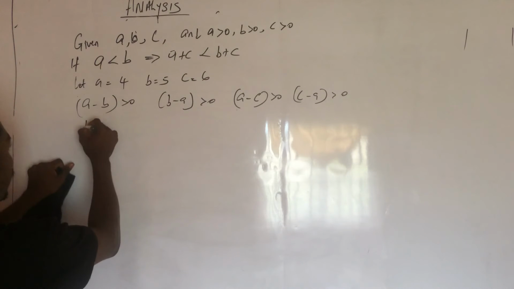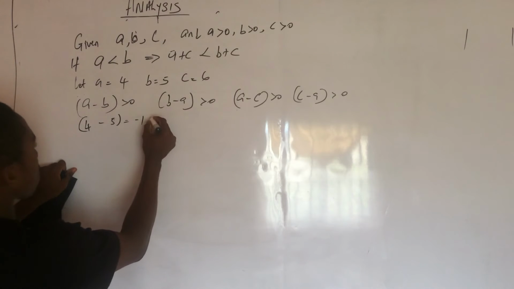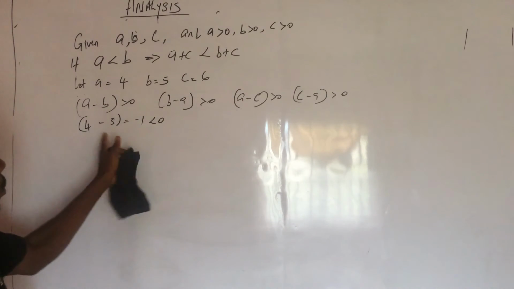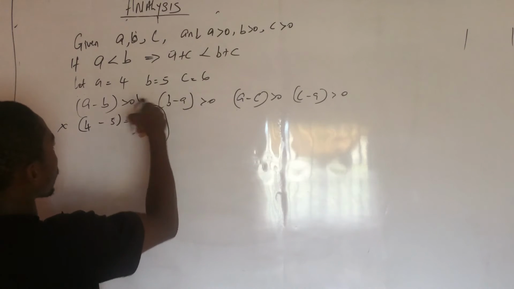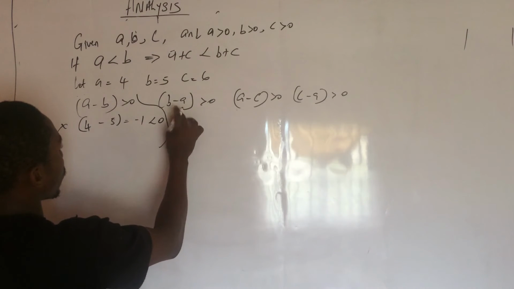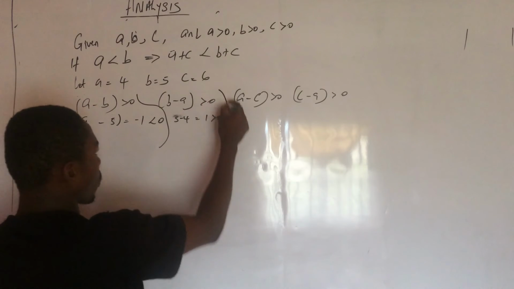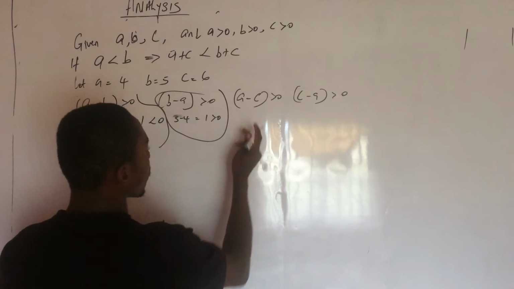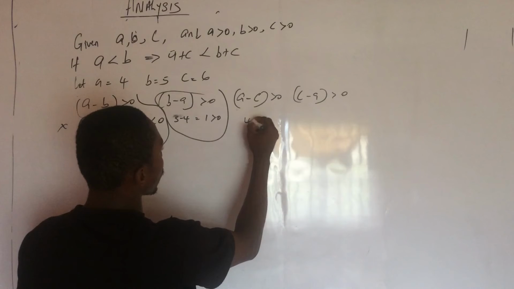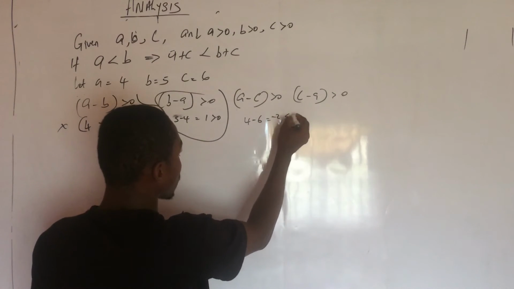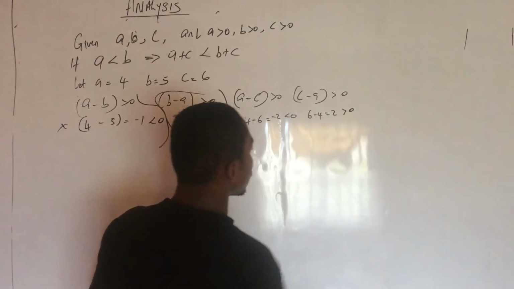So here A is 4. 4 minus 5 is equal to minus 1, which is less than 0. It's wrong. Now let's check this one: B minus A. Here B is 5. 5 minus 4 equals 1, which is greater than 0. This one is correct. And here we talk about A minus C, which is 4 minus 6 to give us minus 2, which is less than 0. Here is 6 minus 4 to give us 2, which is greater than 0.